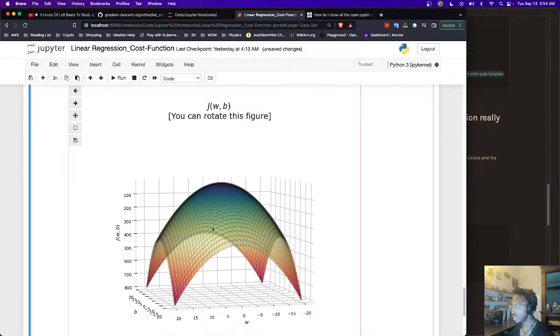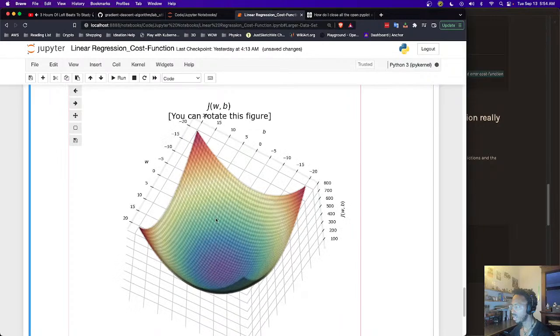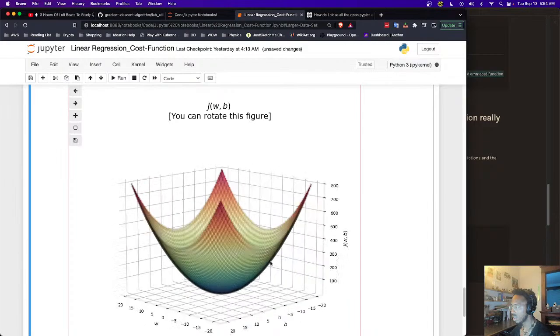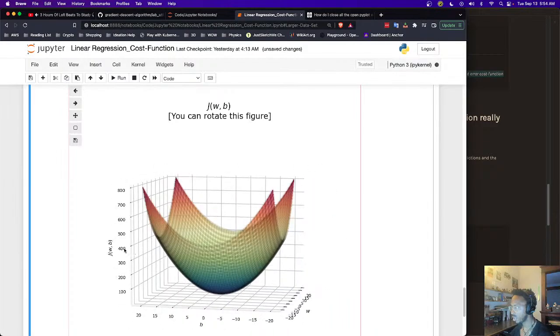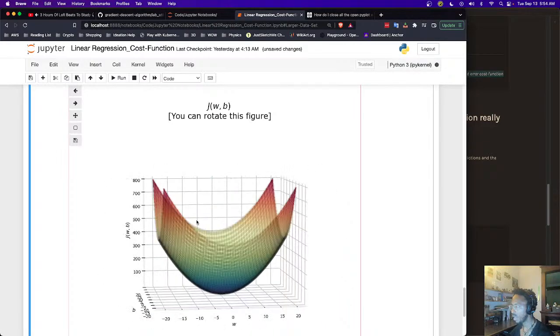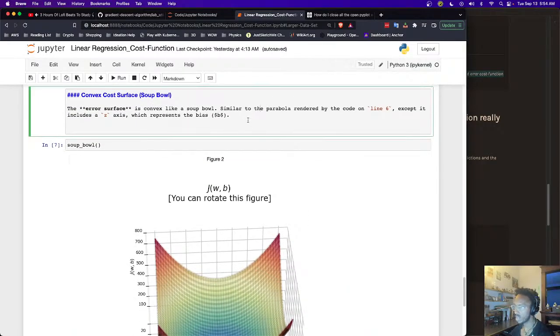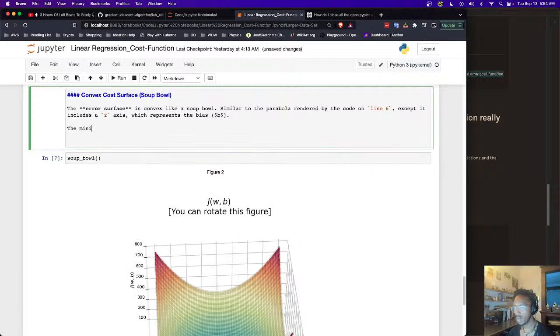I don't know if the soup bowl is always going to look symmetrical like this. That's something I have yet to explore. But the gradient descent is always going to lead you toward the base. And gradient descent is also the name of that algorithm that I keep mentioning. So the minimum can always be reached by following the descent of the gradient.